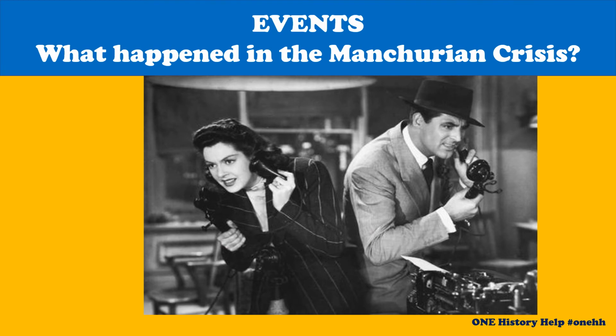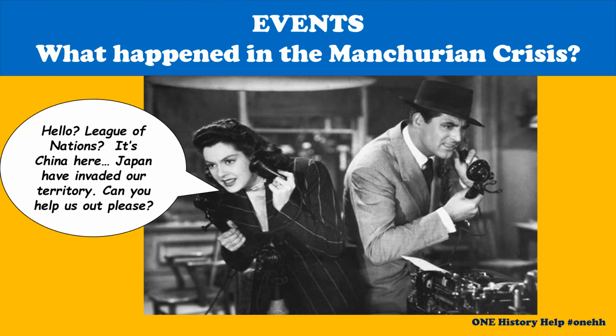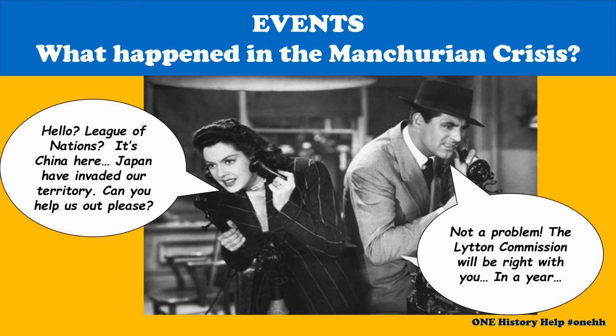Let's take a look at the events of the Manchurian crisis. Essentially, the crisis begins in September 1931 when that explosion on the railway lines at Mukden takes place and the Imperial Japanese Army invades Manchuria, literally days following it. China does exactly what you would expect any country to do with the League of Nations on hand. They make a phone call to them and say, Japan have invaded our territory, can you help us out? And the League of Nations say, yes, we'll help you. And what we're going to do is send out the Lytton Commission. The Lytton Commission will go over to Manchuria and will decide exactly what is going to happen.